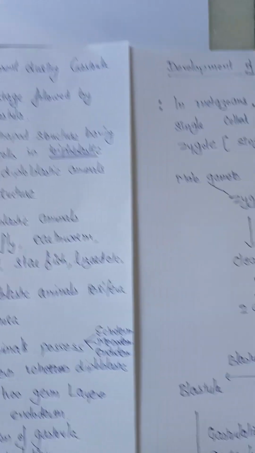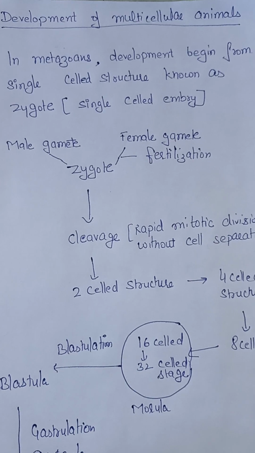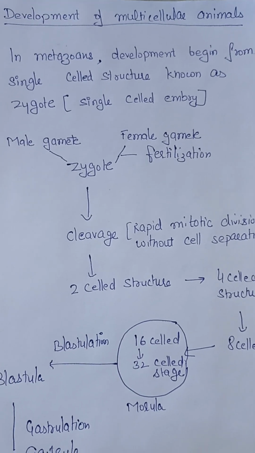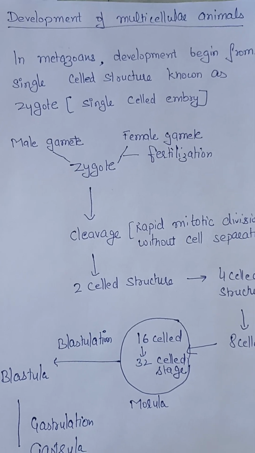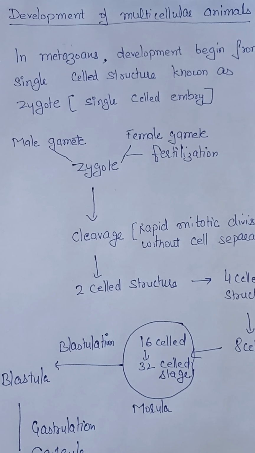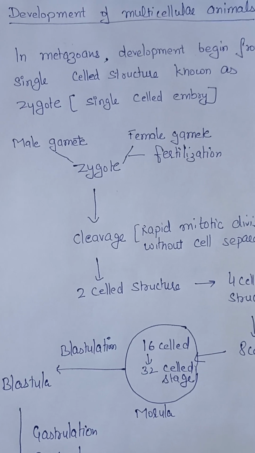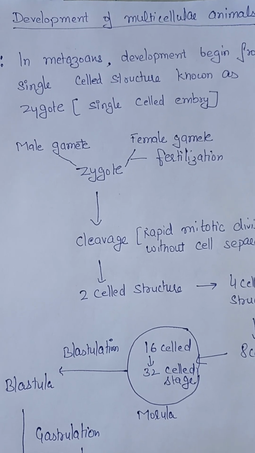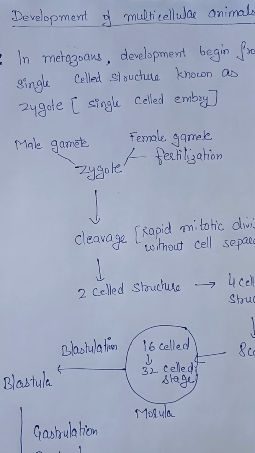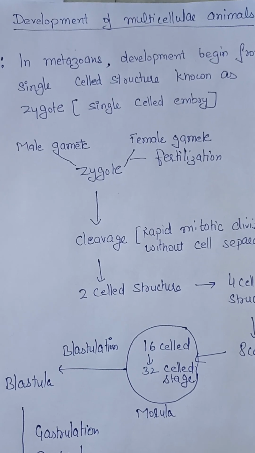Now, let us talk about development in multicellular animals, or metazoans. Metazoans means the body is composed of multiple cells, and development usually begins from a single cell structure, which is known as the zygote. We can consider the zygote as a single-celled embryo. Zygote formation results from the fusion of a male gamete and a female gamete, and the process of fusion of the gametes is known as fertilization.